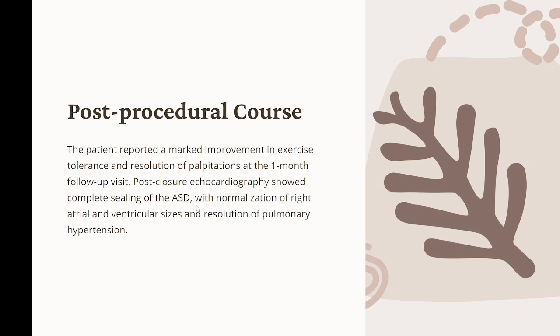Discussion points. The decision-making process for the closure of secundum ASDs in adults, weighing the risks and benefits of intervention. The role of transcatheter versus surgical closure in adult patients with ASD, considering factors such as defect size, location, and associated cardiac anomalies. The importance of long-term follow-up after ASD closure to monitor for potential complications and ensure sustained symptom relief and quality of life improvement.